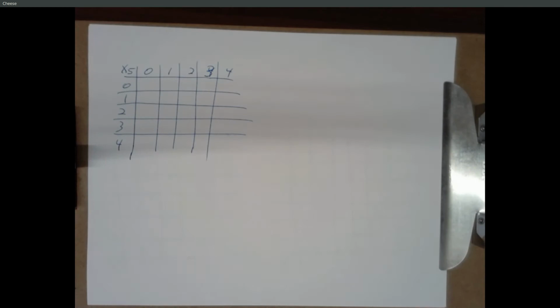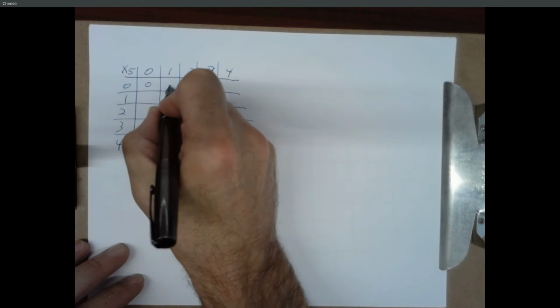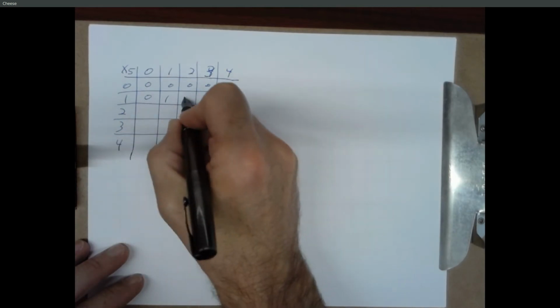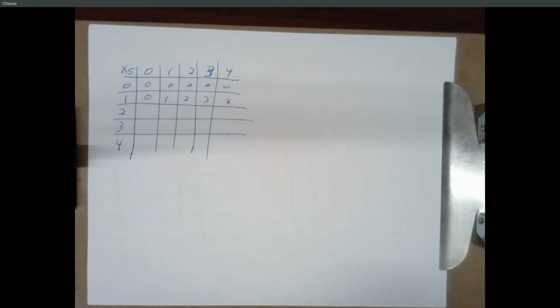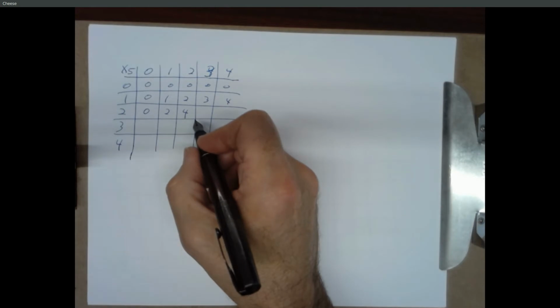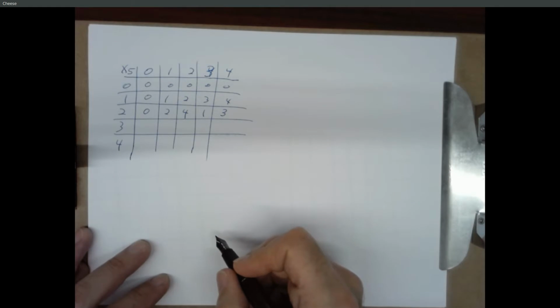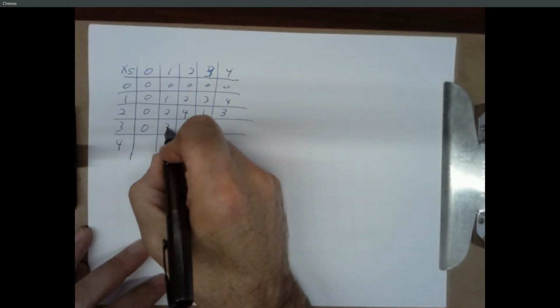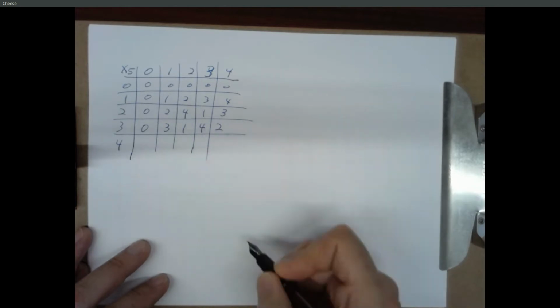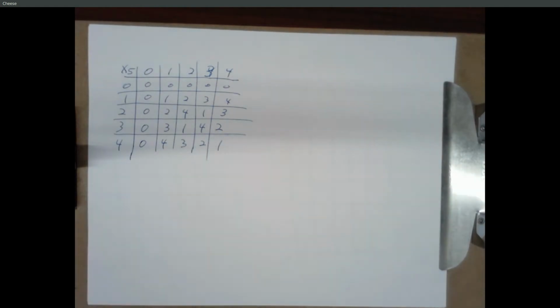That's how we learn multiplication in school, right? We just write down all the products. So 0 times anything will be 0. 1 times anything will just be itself. 2 times anything, well, I'm just going to double. This is going to be 0, this is going to be 2, this is going to be 4. This will be 6, which rolls over to 1. And this will be 8, which rolls over to 3. And 3, this will be 0, 3, 1, 4, and 2. And 4, this will be 0, 4, 3, 2, 1. And you can test those. 4 times 4 is 16. It's one more than a multiple of 5, and so on.